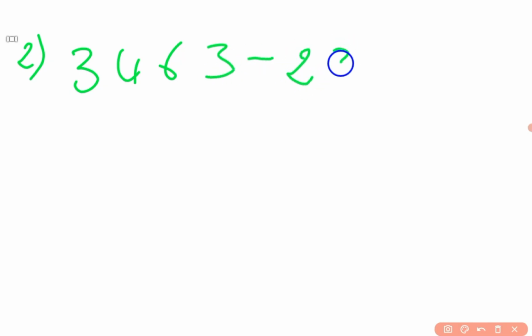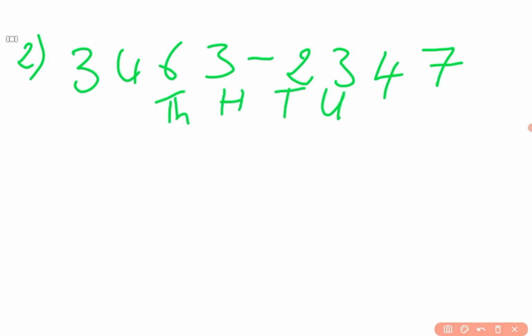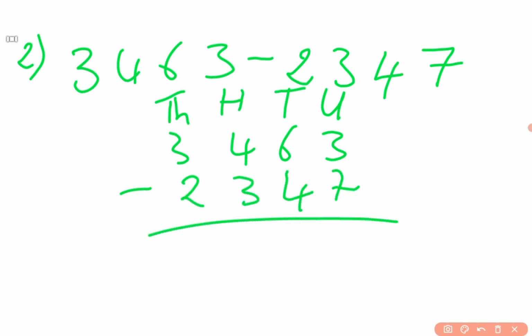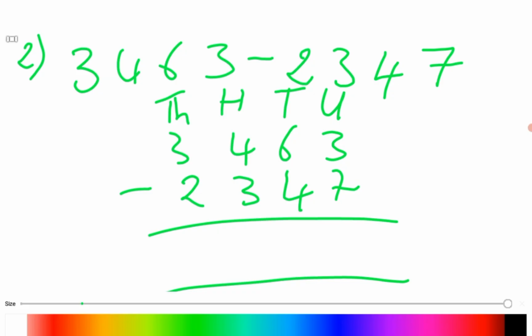Now the second example for that, I'll take a number like 3,463 minus 2,347. So now you're going to place them under the place values of thousands, hundreds, tens, and units. So you have 3, 4, 6, 3, take away 2, 3, 4, 7. Now we'll go ahead and do the operation.